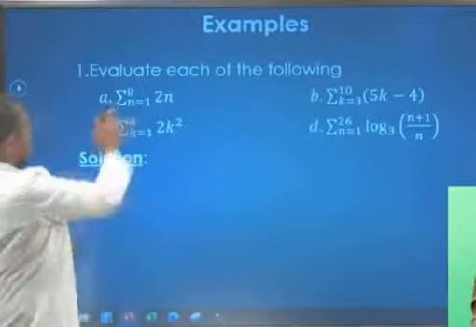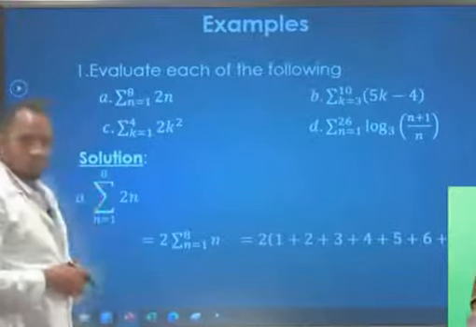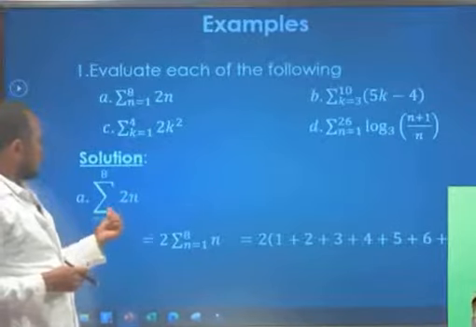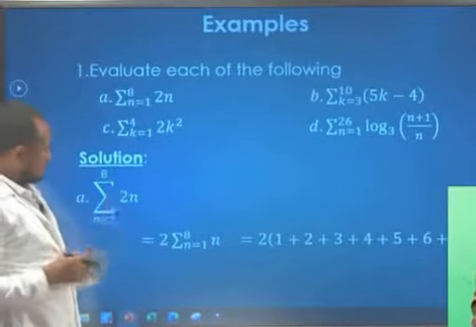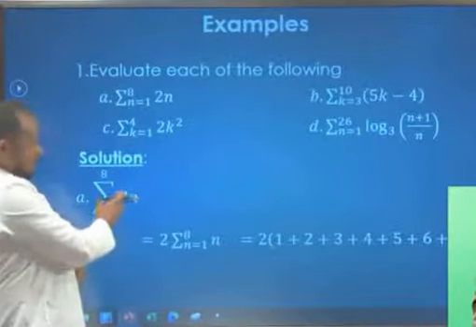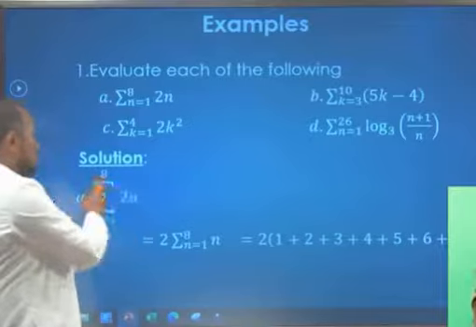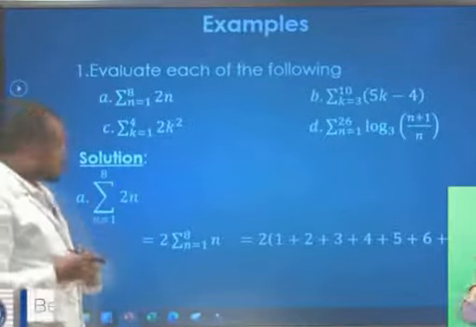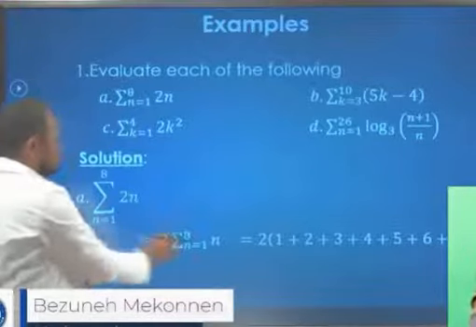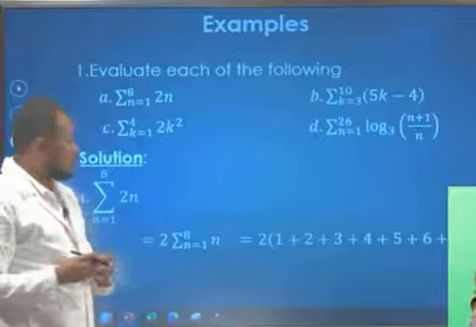Solution for the first one: the summation of 2n, where n starts from 1 up to 8. Using the property of summation, you can take the constant outside the summation. So take out 2, so it is 2 times the summation of n, where n starts from 1 up to 8.